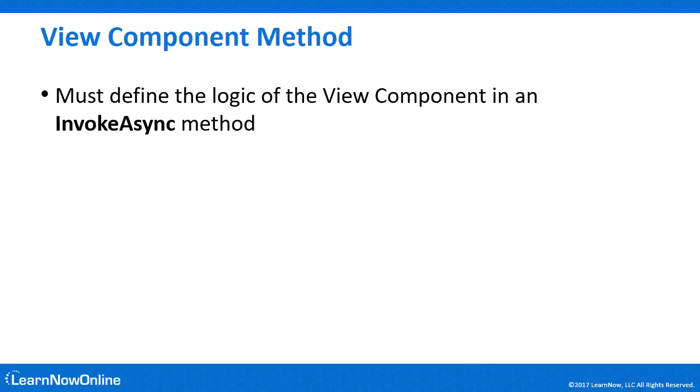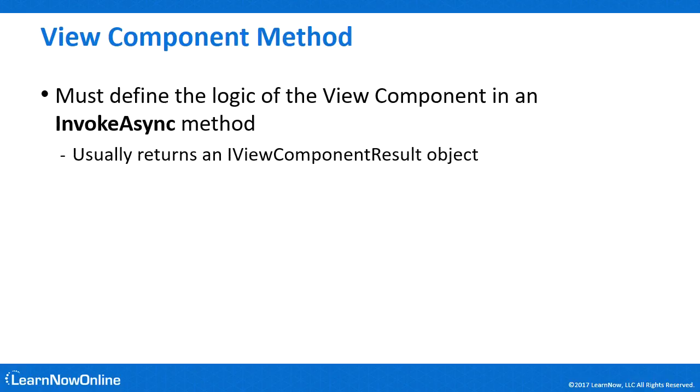Now, the method usually returns an IViewComponentResult object. But that's not absolutely necessary. It can also return a string or an HTML string and some other things. But usually it's going to return an IViewComponentResult object because most of the time you're going to use a view in order to display the content of the view component.